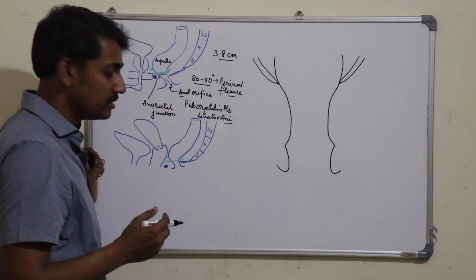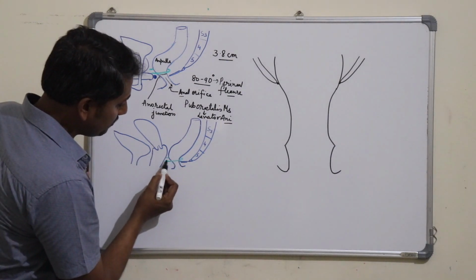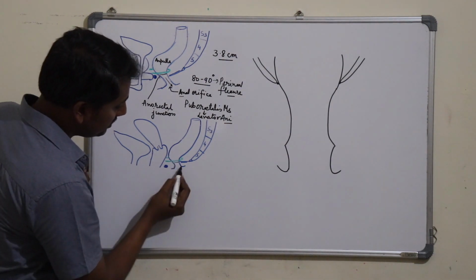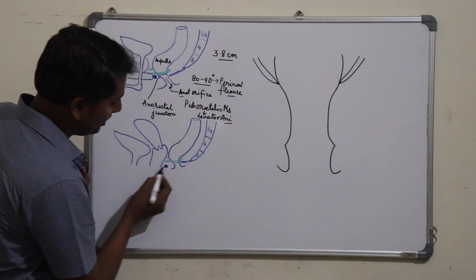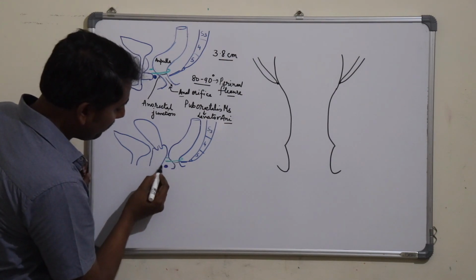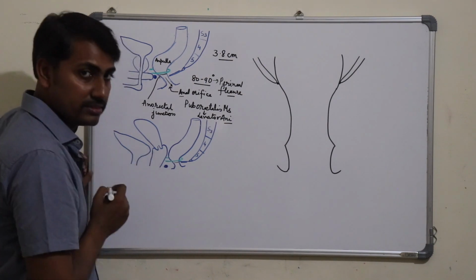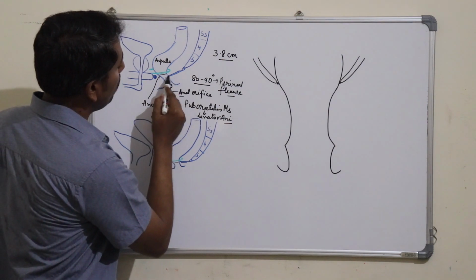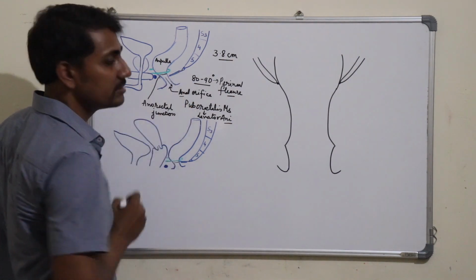But in females, you can see in this diagram, this is the puborectalis muscle, this is the anorectal junction, this is the anal opening. So the anal canal is related anteriorly with the lower part of the vagina and the perineal body. Posteriorly, the anal canal is related with the anococcygeal ligament and the coccyx.